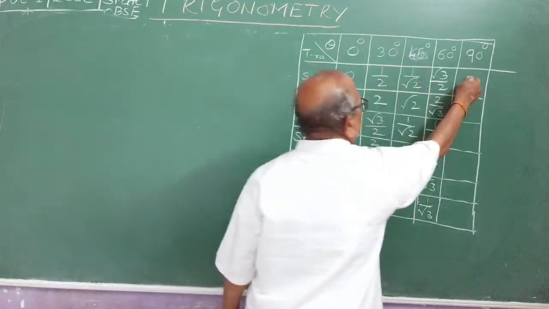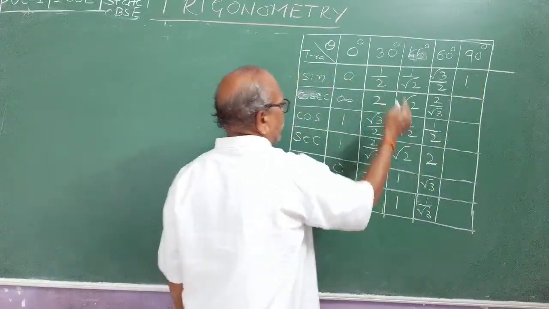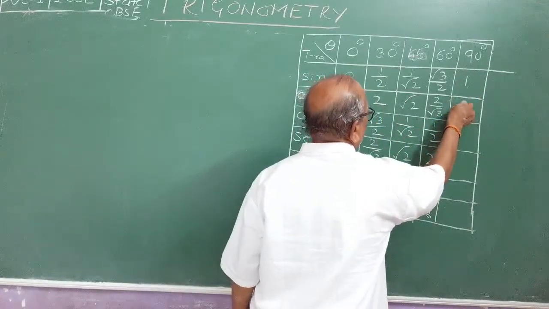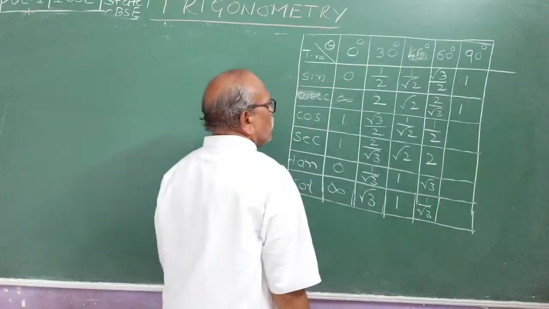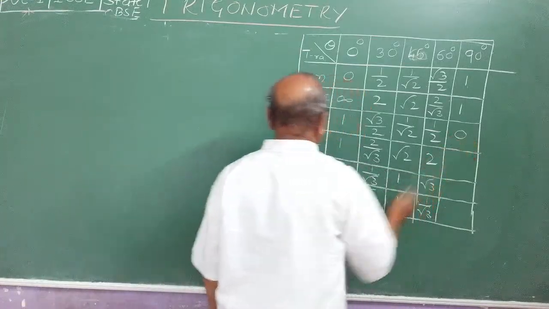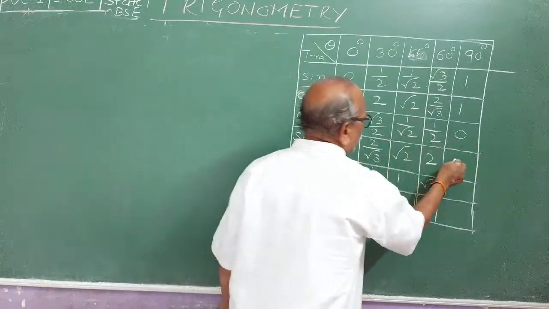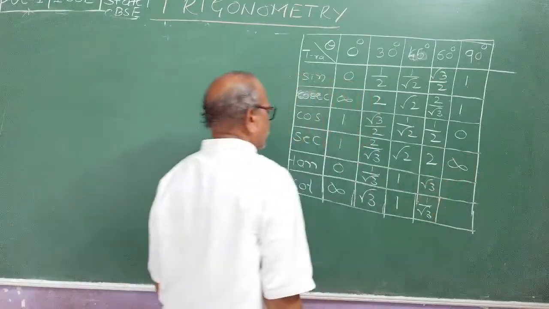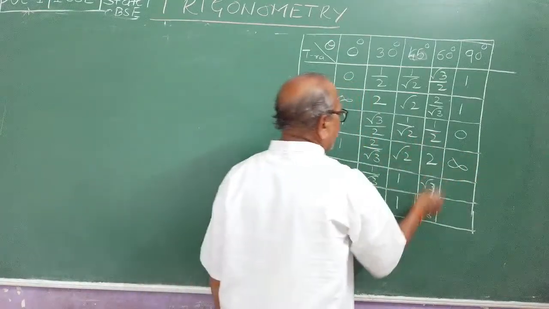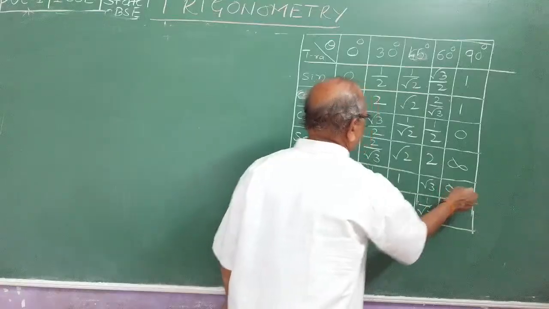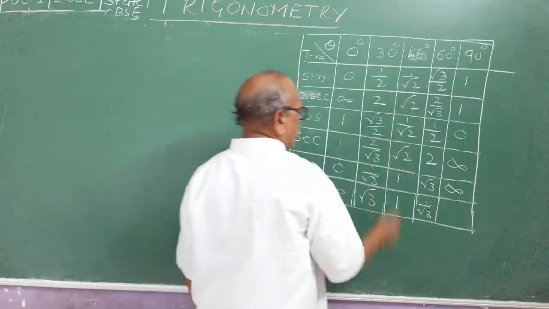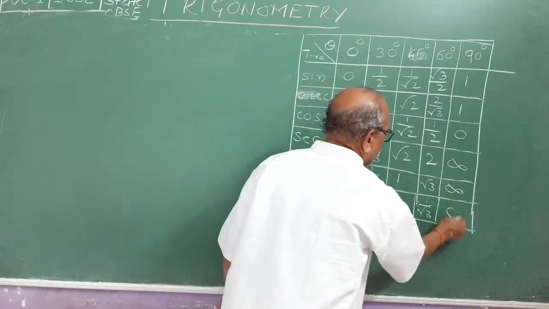Sine 90, 1. Cosec 90, reciprocal of 1 is 1 only. Cos 90, 0. Sec 90, reciprocal of 0 is always infinity, undefined. Tan 90 is also infinity. Cot 90, reciprocal of infinity will be 0.